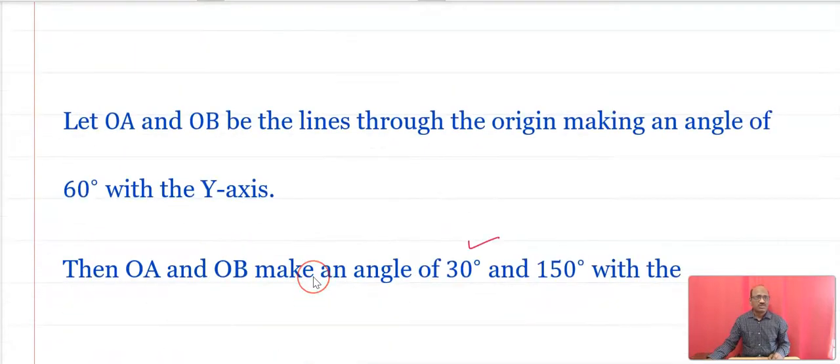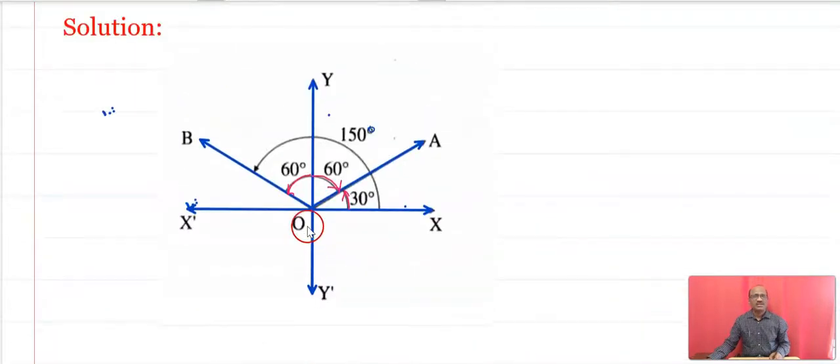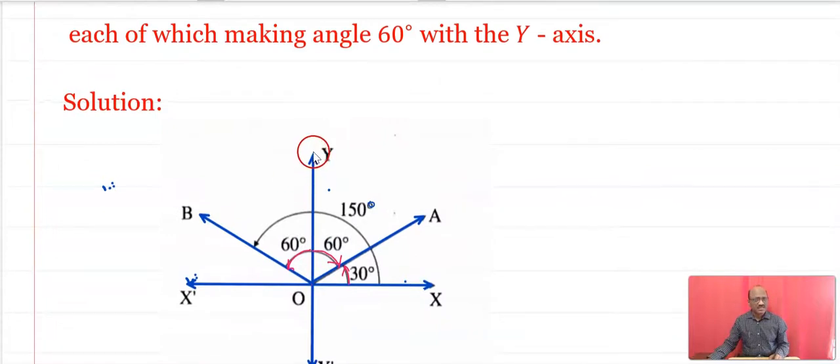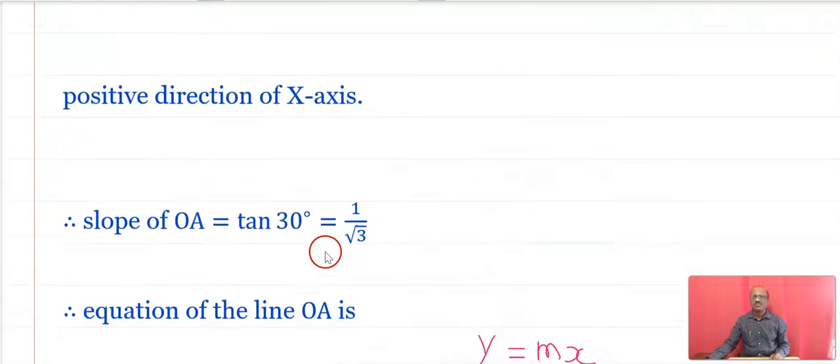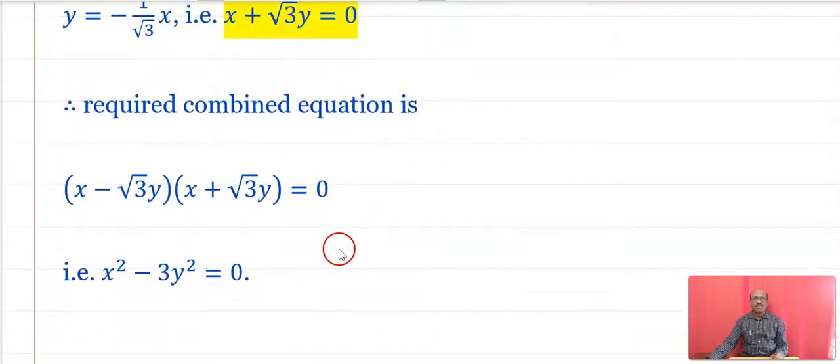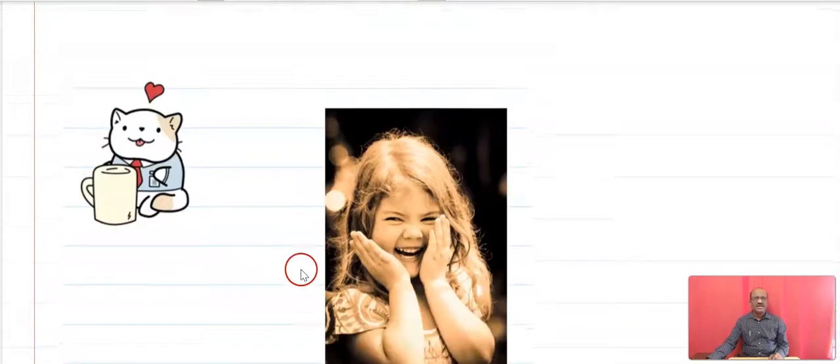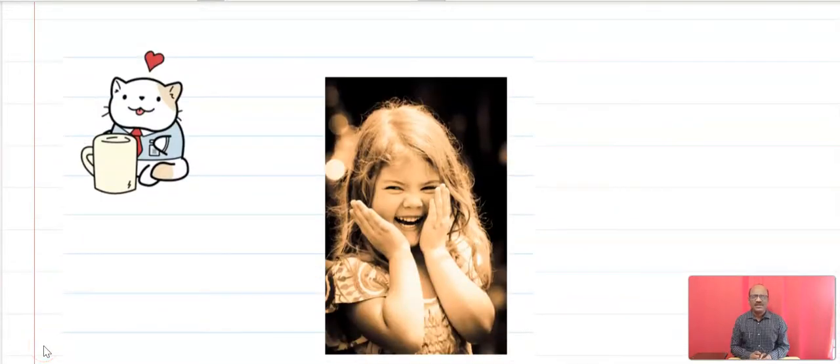The question was very simple. The lines make 60 degree with the y-axis, and we found the angles made by those lines with the x-axis: the first line makes 30 degree and the second 150 degree. Using this concept we have cleared this example. And in this way, I will repeat, we have completed exercise 4.2.